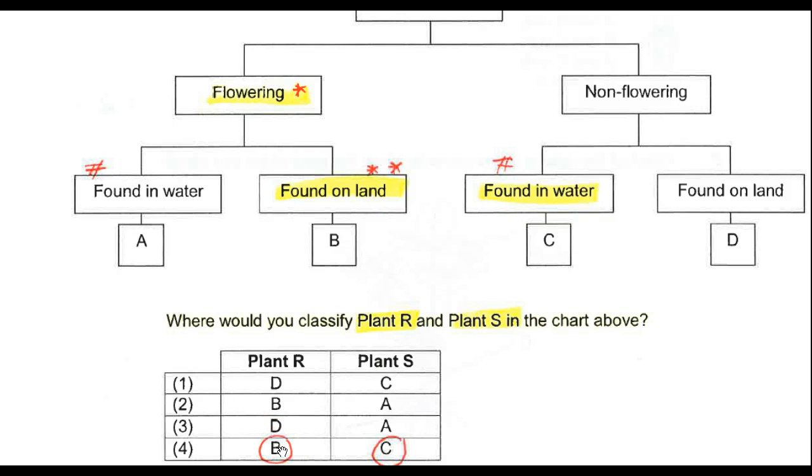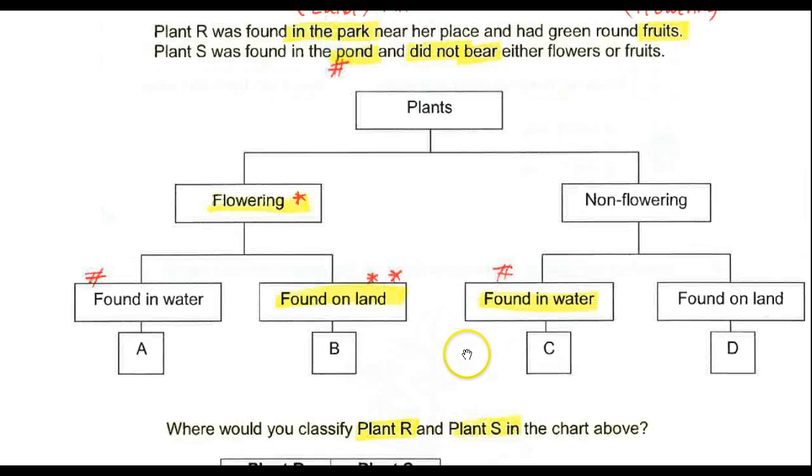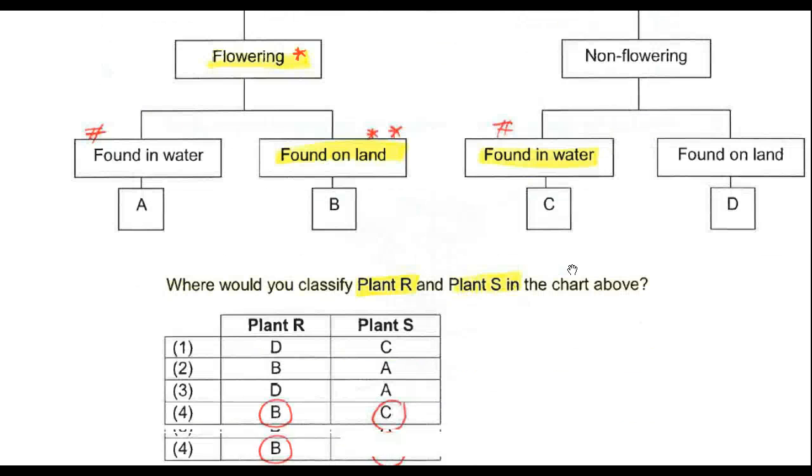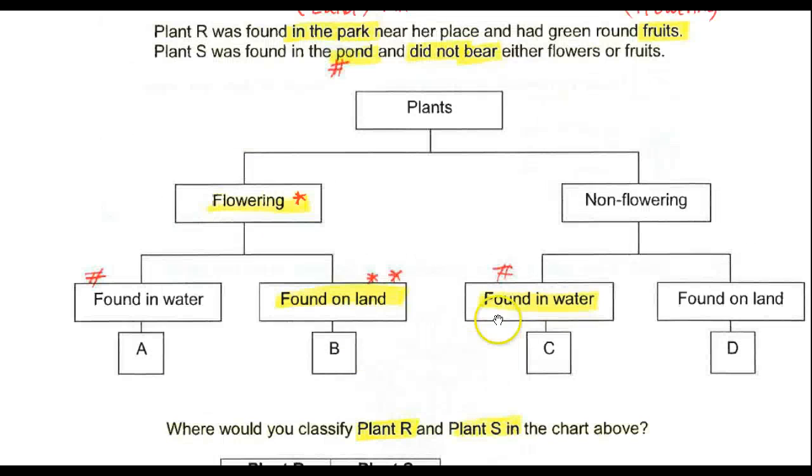And let us check for plant S. Plant S was found in a pond. It means it could be here, A or C. All right, but it did not bear either flowers or fruits. It means it's a non-flowering plant straight away. So the answer is B and C. Found in a pond here, non-flowering here, so it's C.